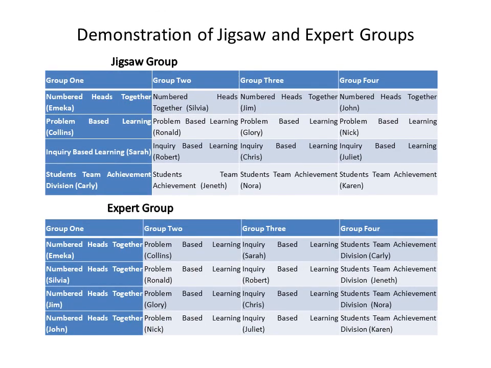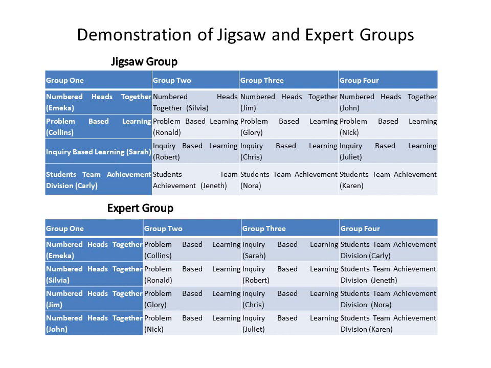Now let's look at the diagram before us. We have 2 diagrams, 2 tables here. The first table is the jigsaw group, and the second table is the expert group. And you can see that in the jigsaw group, or in each of the groups, there are 4 teams.